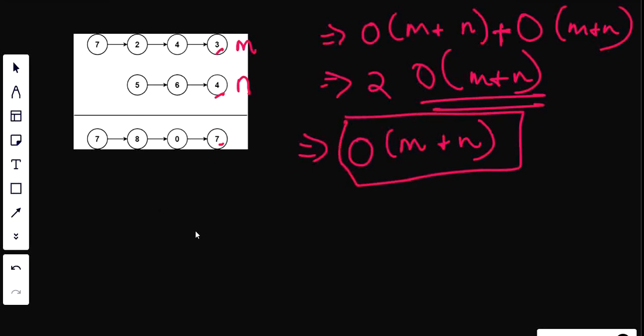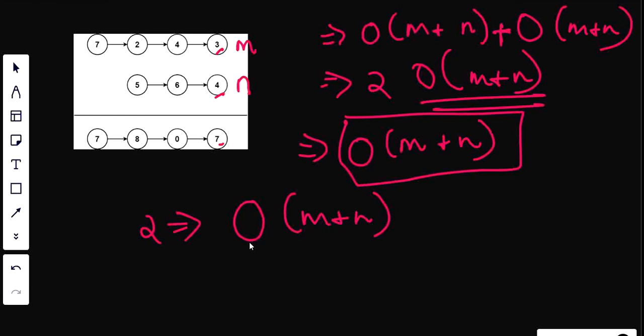Now for the second approach, we use two stacks, right? In that as well, the time complexity is big O of m plus n, because firstly we are creating both these stacks, so we are traversing big O of m and then big O of n for filling those stacks, and then I am going through those two stacks, adding the values and creating a new linked list.